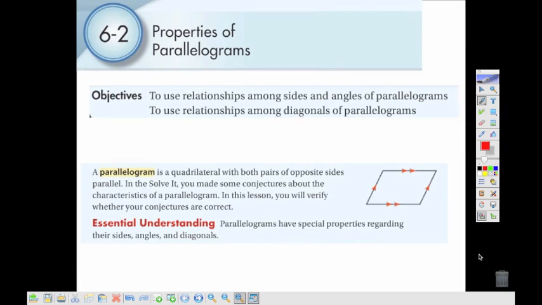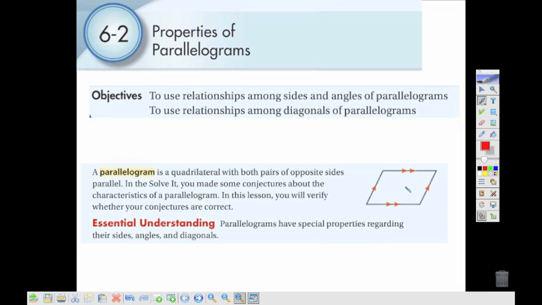In section 2, we're going to be talking about properties of parallelograms. So we're going to be looking at relationships between sides and angles and also looking at the diagonals of those parallelograms. Now first of all, we want to remember the definition of a parallelogram. It's just that opposite sides are parallel. Okay, that's the definition. When they say it's a parallelogram, that's what we know.